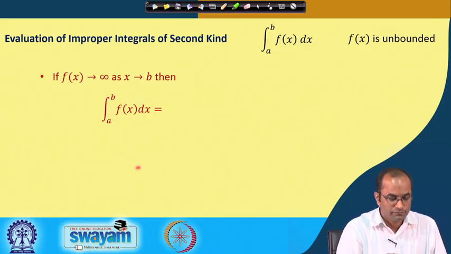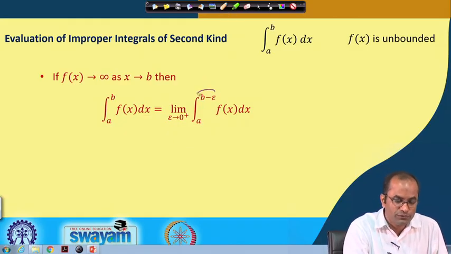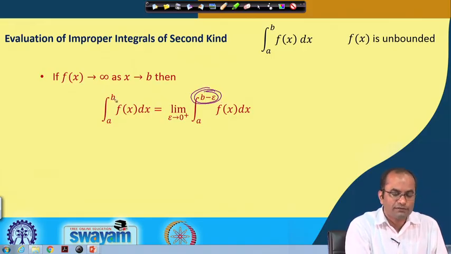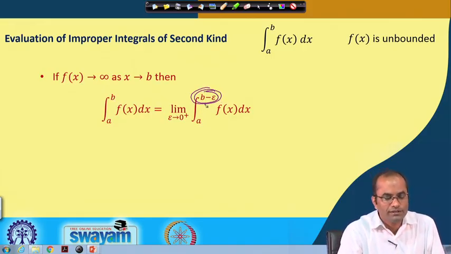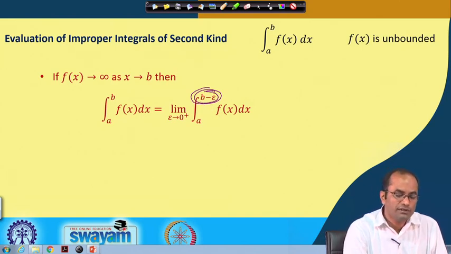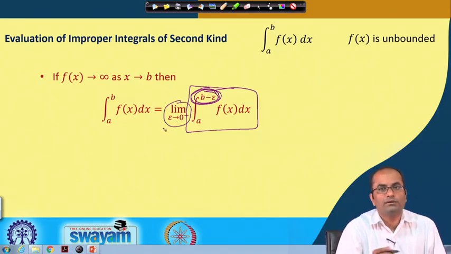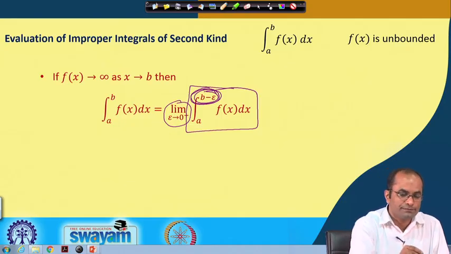For such types of integrals, when f(x) is approaching infinity as x tends to b, we will evaluate by introducing this epsilon and subtracting it from b. The problem was at b, so we have avoided it now by using b minus epsilon, because f(x) was tending to infinity when x was tending to b. Now this is a nice proper integral, which we will evaluate using the techniques developed for integrals, and later on we will take the limit epsilon tending to 0 from the right side.